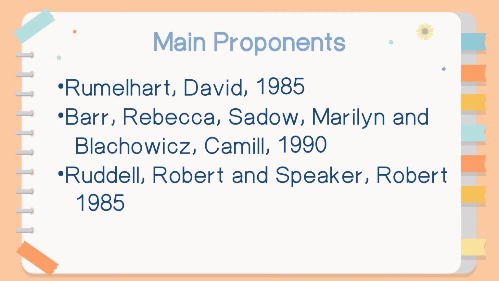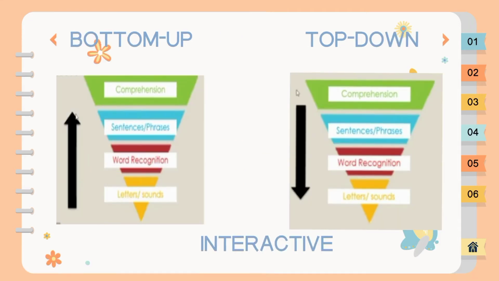To understand more, we have here a picture that shows the difference of the three models. The first picture is the bottom-up. As we notice, the bottom-up starts with letters or sounds, then word recognition, then sentences or phrases, and finally comprehension. On the other hand, the top-down starts with comprehension and then goes to sentences or phrases, then word recognition, and to the letters and sounds.